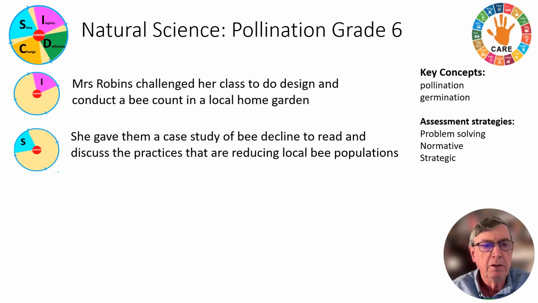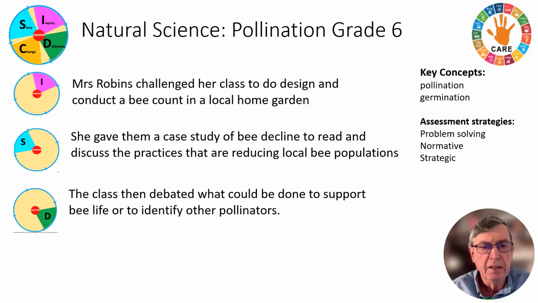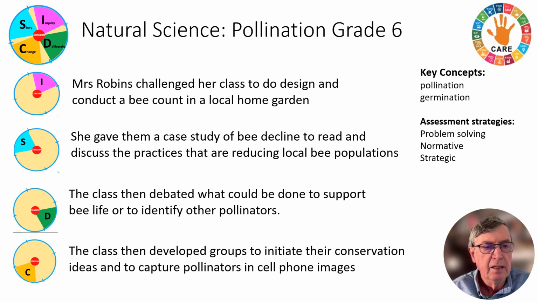Then she went on to a story. She gave them a story of the declining bees in the area and discussed the practices for reducing the local bee problems around the bee populations. The class then debated what could be done to support bee life and to identify other pollinators. And they concluded with a change project where they initiated their conservation ideas that they'd learned to capture pollinators on cell phone images and to discuss how pollination could be supported.